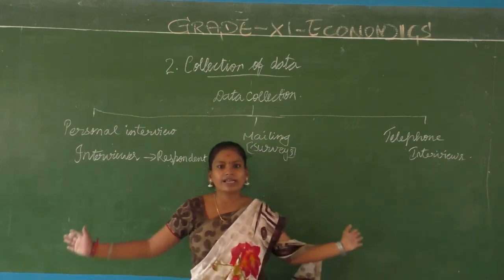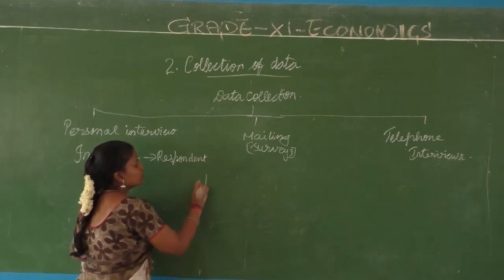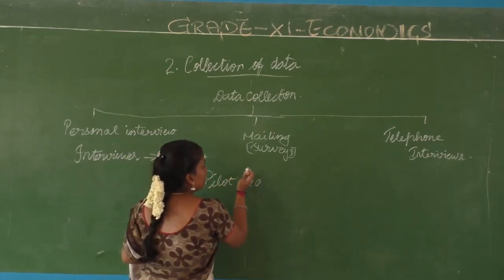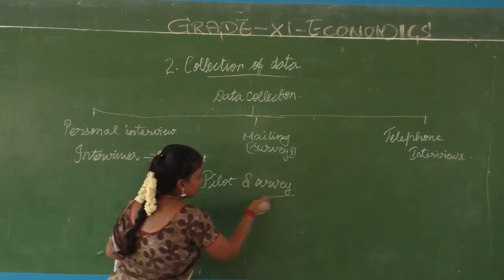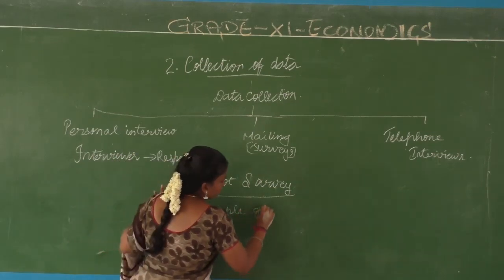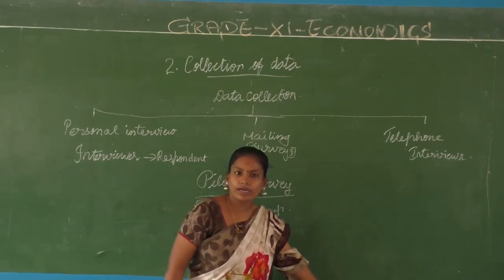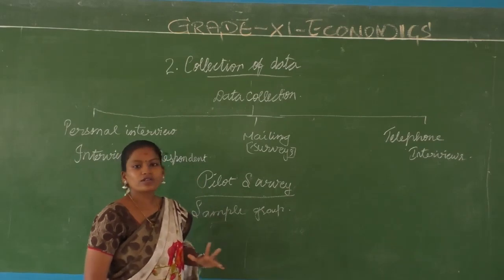After you have collected the data, what do you do? You have collected the data using these three methods. The next step is a pilot survey. Pilot survey means you conduct these interviews for a sample group, that is, you collect the data by conducting a pilot survey for a sample group.